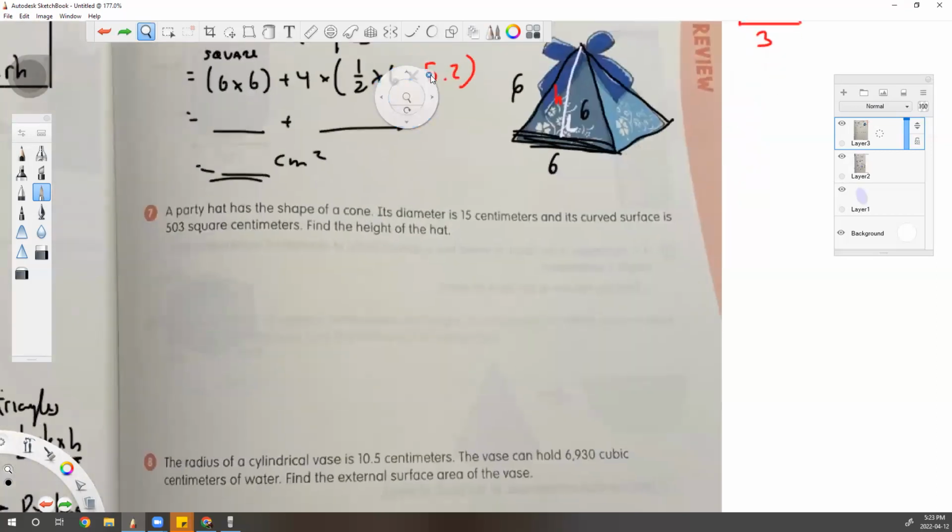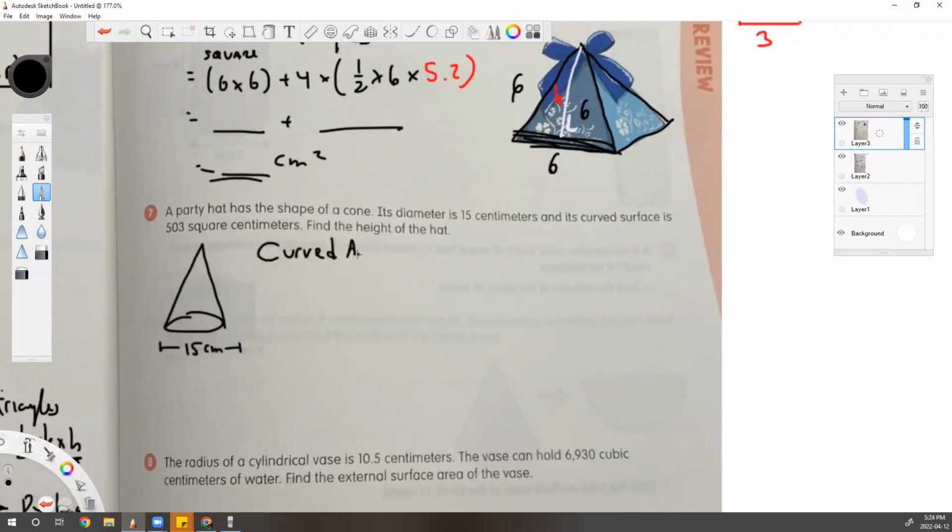Okay, a party hat has the shape of a cone. So draw the cone, and the diameter is 15. So this is 15, and the curved surface area is 503 square meters. So the curved surface area is to be memorized. The curved area is the one that is curvy, not the bottom, because this is empty, right? So curved area is pi times r times L. What is L? L is the slant height.